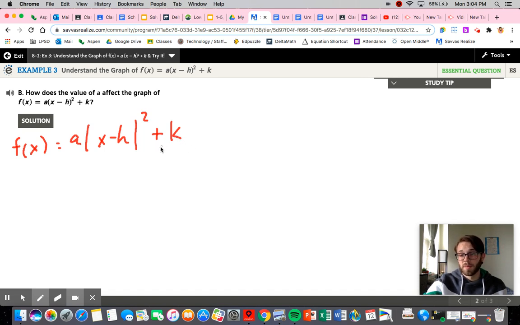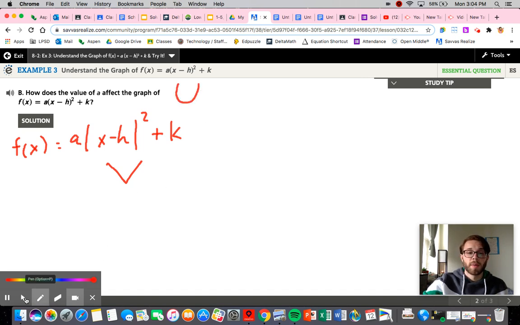The functions are basically the same in terms of how the A, H, and K operate. The only difference is the absolute value function, that's a V, whereas the parabola is going to be kind of the U shape, so to speak. It's a parabola.